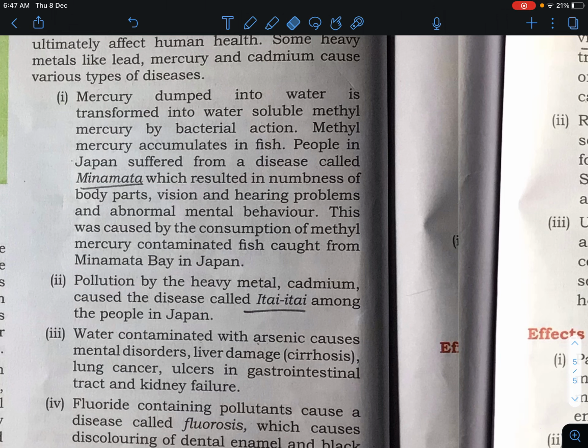Methyl mercury accumulates in fish, and people in Japan suffered from a disease called Minamata, which resulted in numbness of body parts, vision and hearing problems, and abnormal mental behavior. This was caused by the consumption of methyl mercury contaminated fish caught from Minamata Bay in Japan. So a popular example is mercury, a heavy metal, and the disease it causes is Minamata.